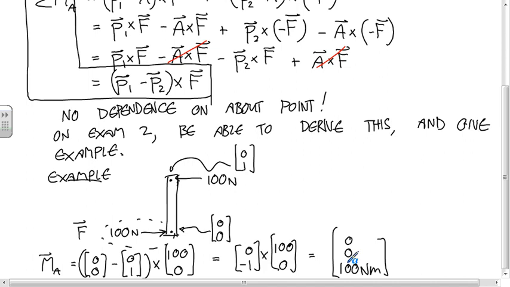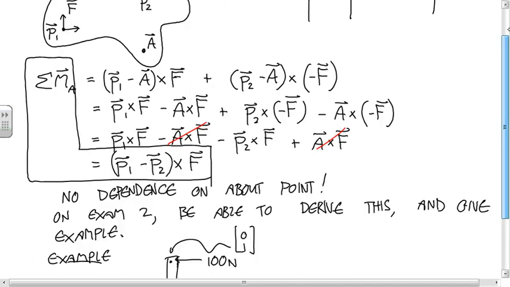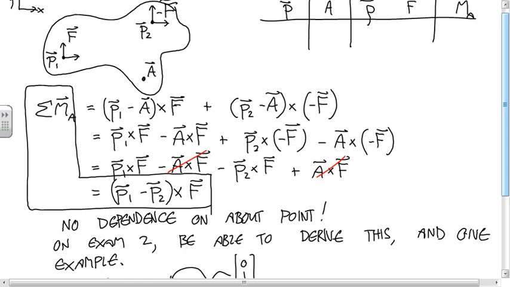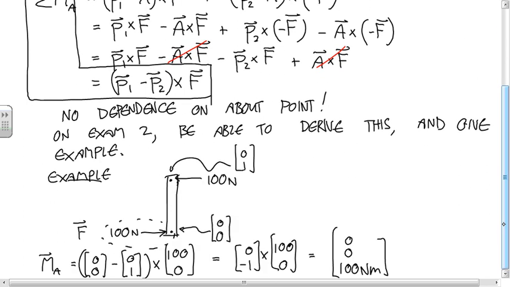Yeah, so that's sort of the key thing about this. That's why couples are different than everything else. What we got through this derivation was A goes away. And so no matter what A is, you can calculate the moment this way, which means the moment produced by this couple is 100 Newton meters, no matter where your about point is. So it just doesn't even come into it.